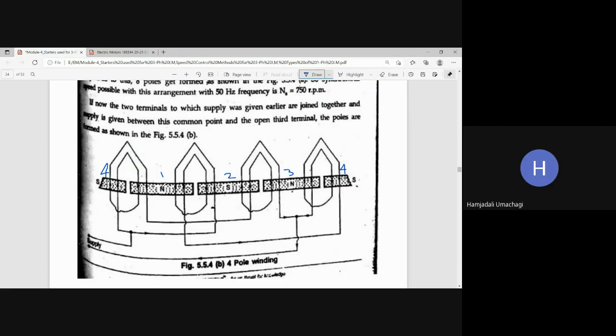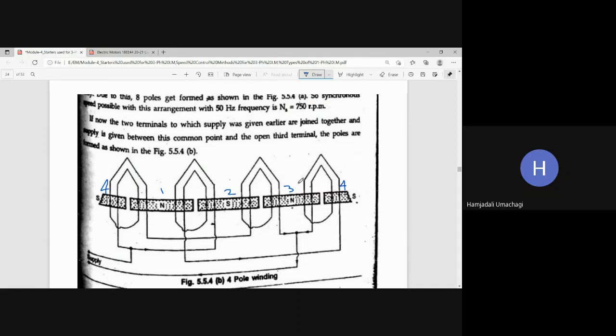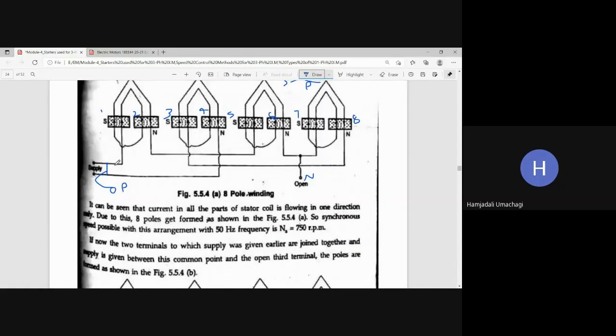So this is the first pole, that is north pole, this is the second pole, that is south pole, this is the third pole, that is north pole. Similarly, this is half of the south pole on this side and the remaining half of the south pole on the other side. So altogether this will give us four poles, provided that in the first configuration, where the two terminals were connected to the power supply, we short them and give them to one phase, and the terminal which was open is connected to the neutral.